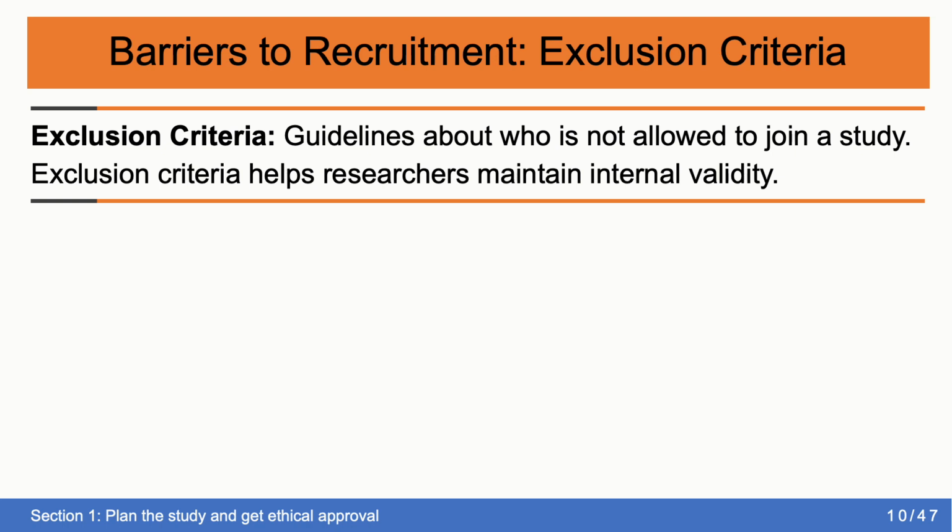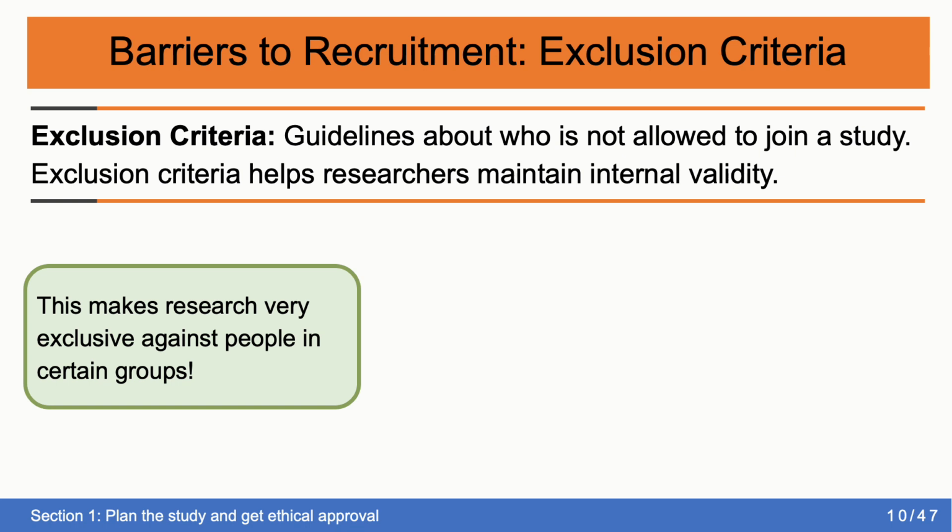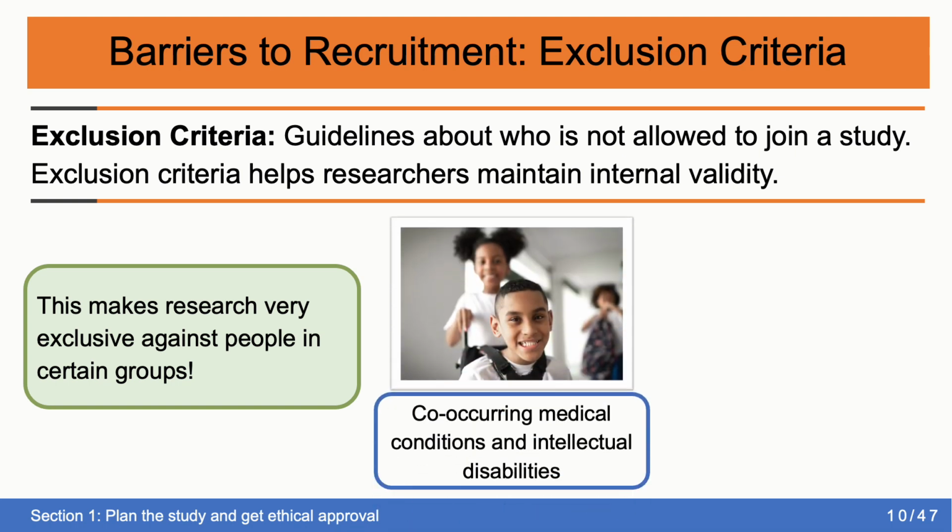In other words, they are worried that including people from certain groups will lower the internal validity because certain participants will be treated differently than others, or certain participants have different needs and characteristics. But this makes research very exclusive for people in certain groups. For example, many autism research studies prevent children with intellectual disabilities or certain medical conditions from joining because they may have different characteristics. They may also not know how to accommodate these children's needs, but we won't know how to best support these children until we include them in research.